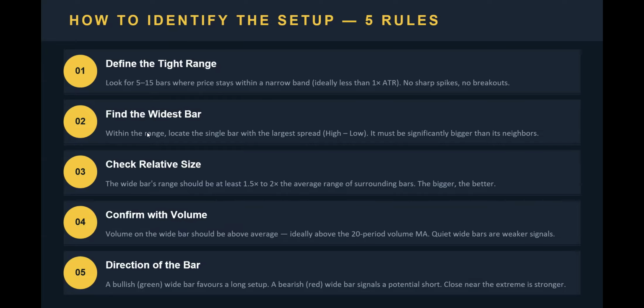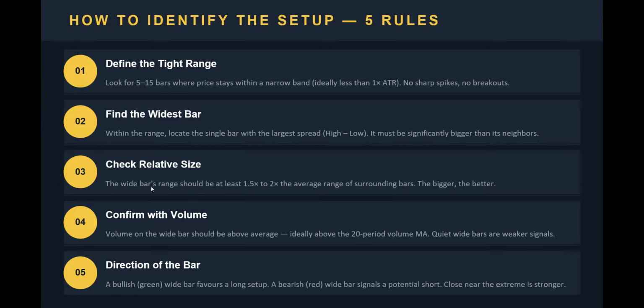Then, second step is find the widest bar within the range. Locate the single bar with the largest spread, that is high-low. If you use the high-low candle, it becomes very easy to identify the largest bar. I have made all those videos, the hacks for using the high-low candle. It must be significantly bigger than its neighbors.